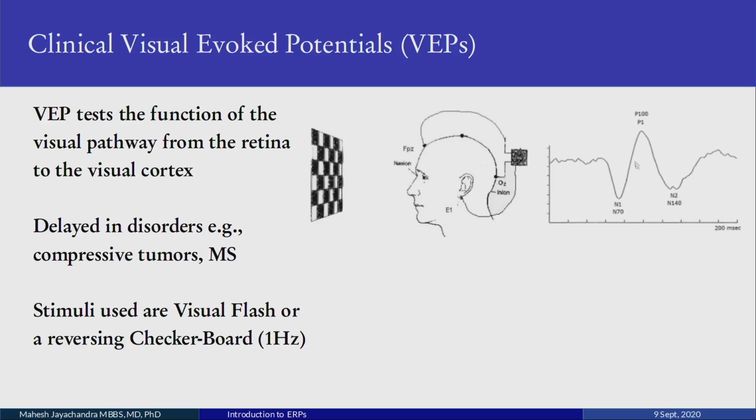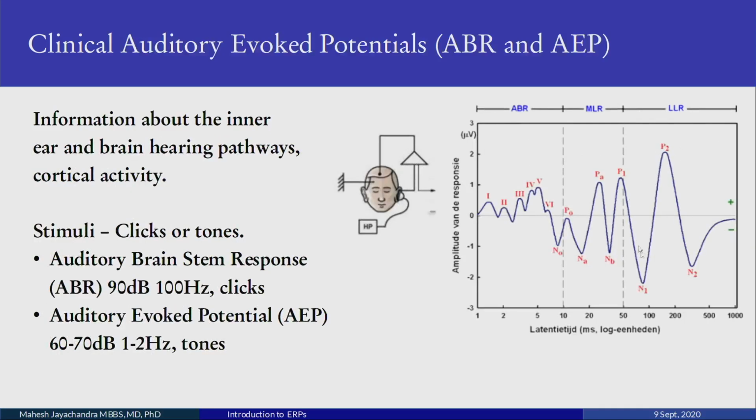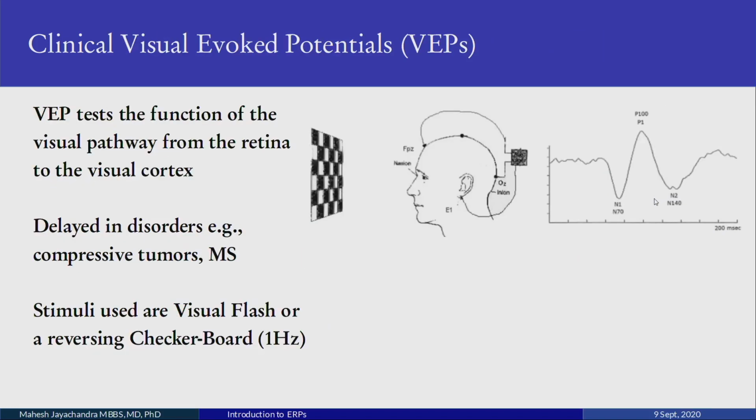Now these components are similar to the auditory components, but they're just components. They have very different underlying mechanisms and neural tissue involved. Okay? And this potential is delayed if there is a problem with the visual system, like for example, multiple sclerosis.